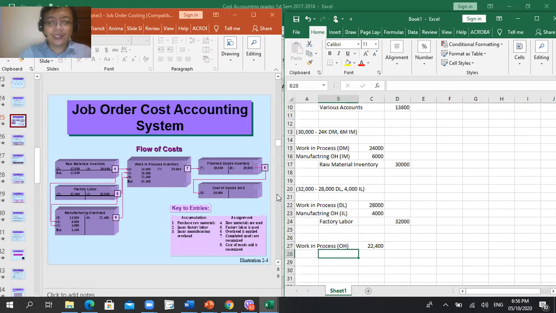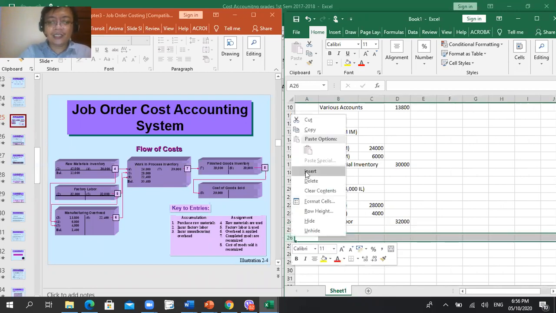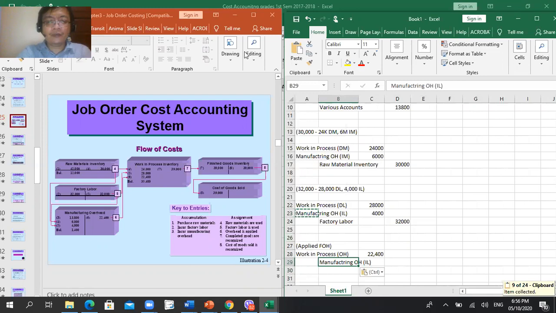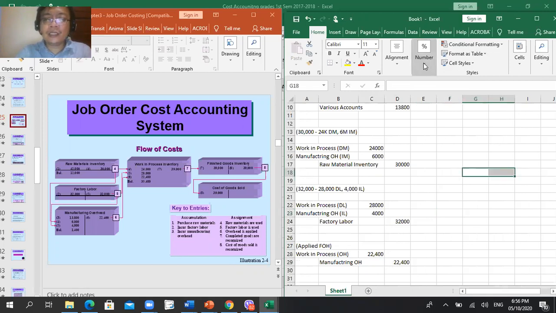Anyone? What is the credit? The credit, if you have applied factory overhead, take note of this. Your credit here is your manufacturing overhead. So you have here manufacturing overhead. How much? Same amount, 22,400. Take note of this T account.